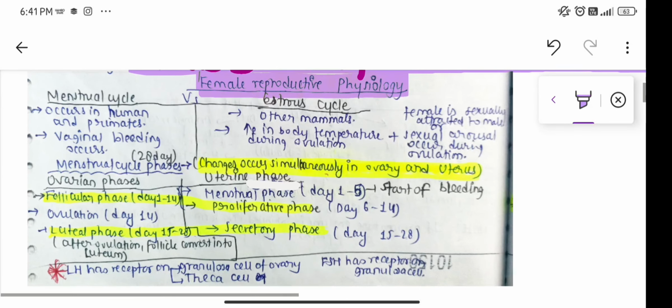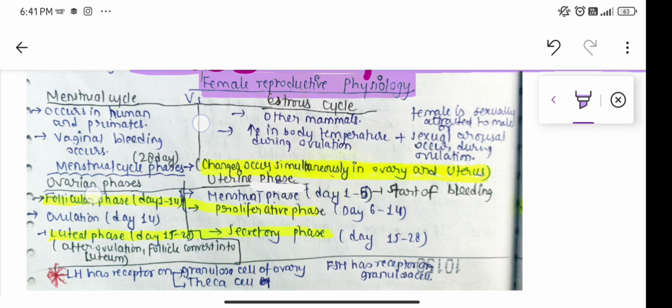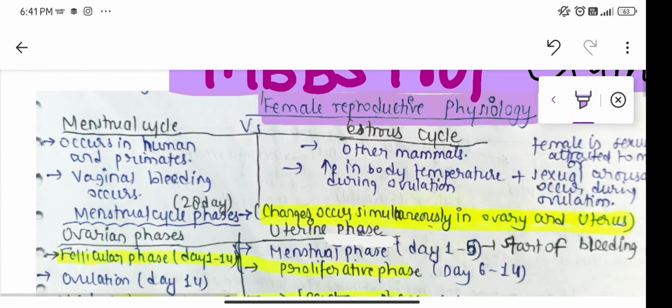In female reproductive physiology we need to understand the menstrual cycle. This is the cyclical loss of blood from the vagina that occurs at the end of the menstrual phase or menstrual cycle, and this cycle is given two names: menstrual cycle and estrus cycle.